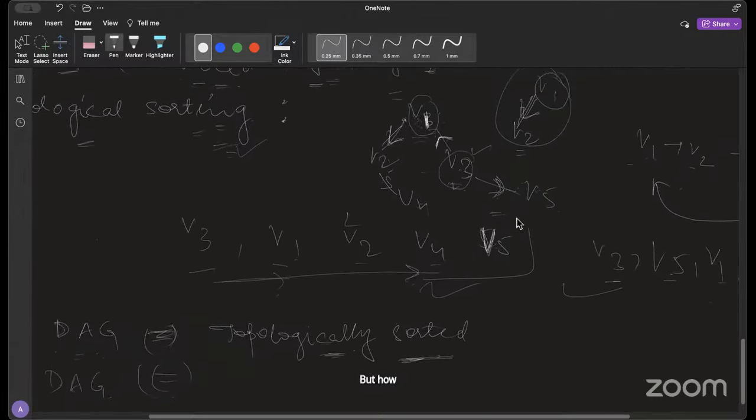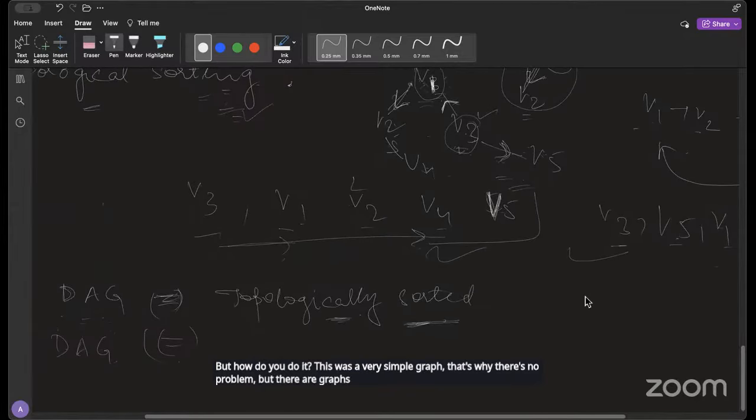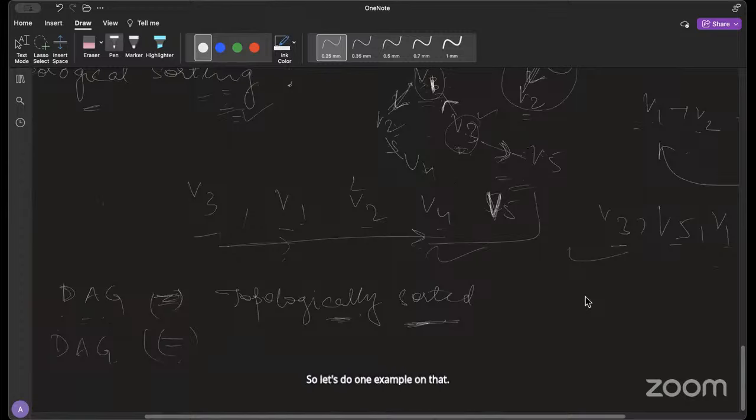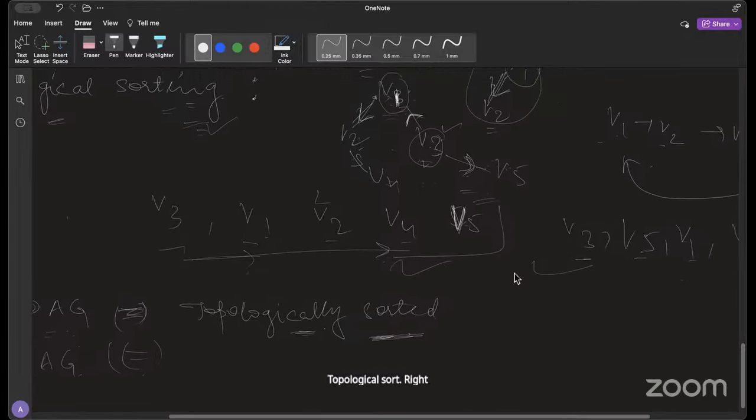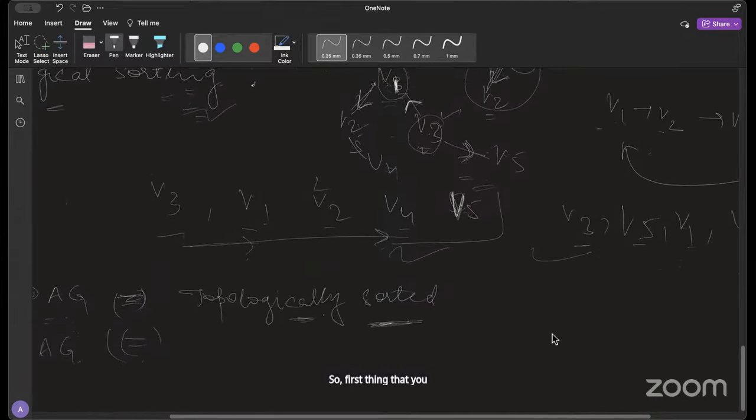But how do you do it? This was a very simple graph, that's why there's no problem. But there are graphs where there are a lot of dependencies. So let's do one example on that. There could be multiple ways to topologically sort, right? There are multiple ways to sort it. So first thing that you do is, I'm looking for a graph to explain things. Just one second.